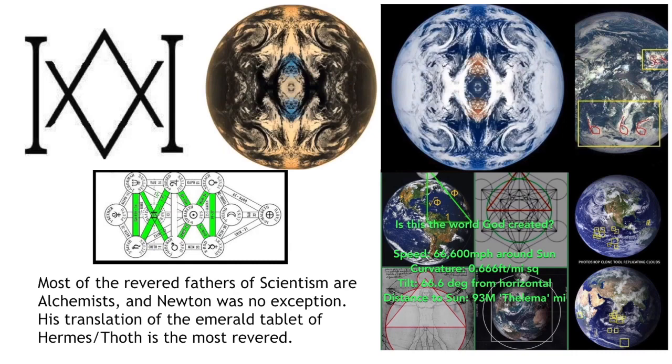Most of the revered fathers of scientism are alchemists, and Newton was no exception. His translation of the Emerald Tablet of Hermes Thoth is the most revered.